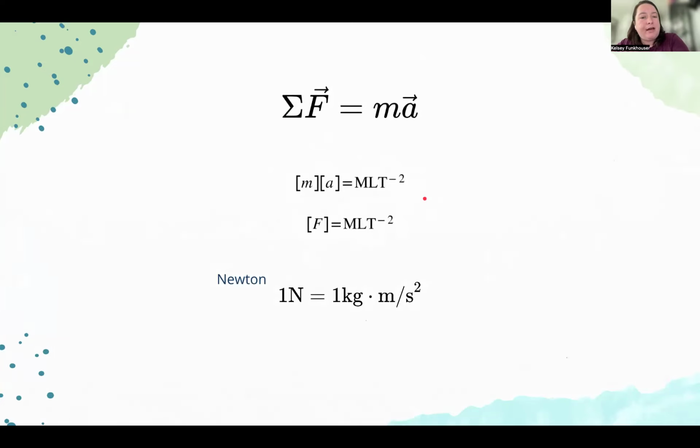So let's do some dimensional analysis to understand the units here. Mass times acceleration has units of mass times length times time to the -2, or divided by time squared. That also means force has those same units, since force equals mass times acceleration. These units are called newtons. So 1 newton is 1 kilogram meter per second squared.